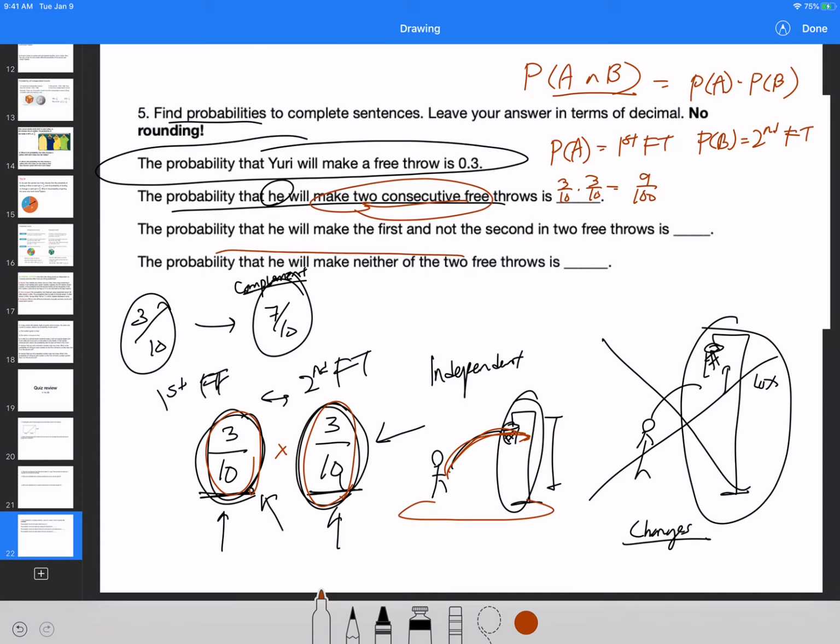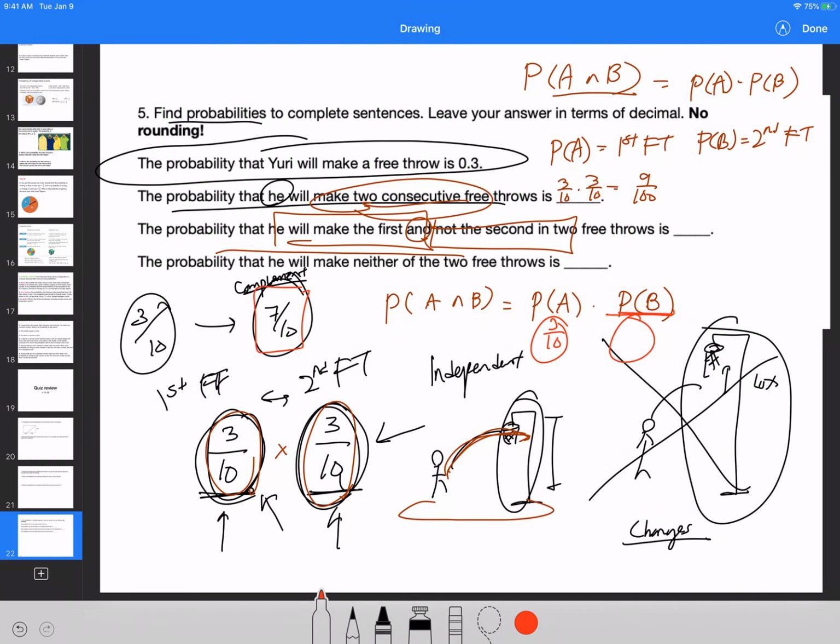The probability that he will make the first and not the second in the 2 free throws is, okay, so that's again probability of A and B. Notice the word and. So what that means is probability of A times probability of B, once again, because they're independent events, but notice how he will make the first, but not the second. So the probability that he makes the first one, as we already know, is 3 out of 10. But what's the probability he doesn't make the second one? Well, we find that out in the complement, right? And so that will be 3 times 7, 21 out of 100.